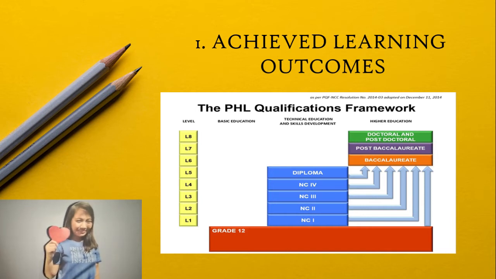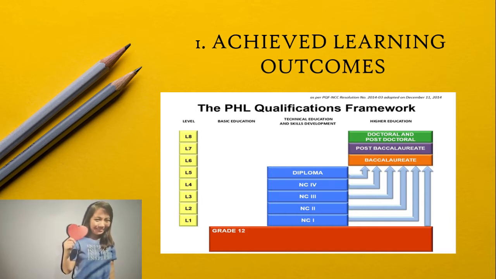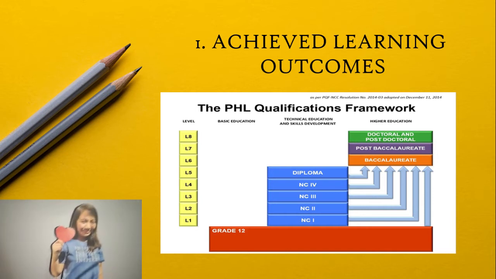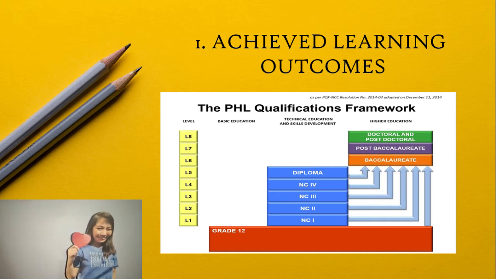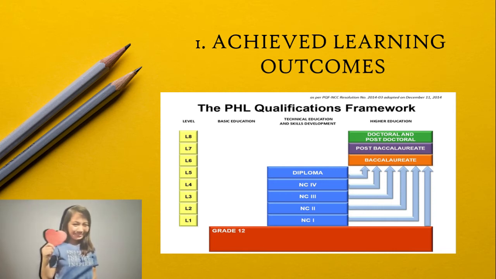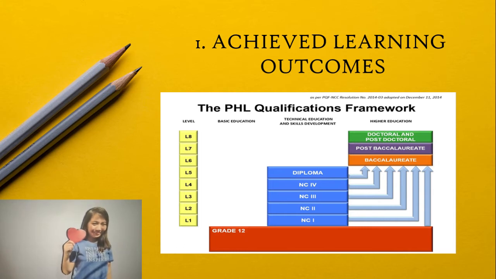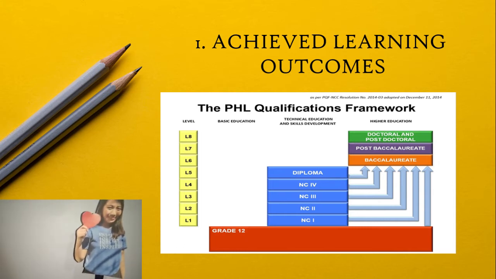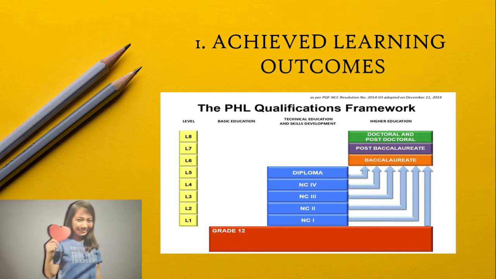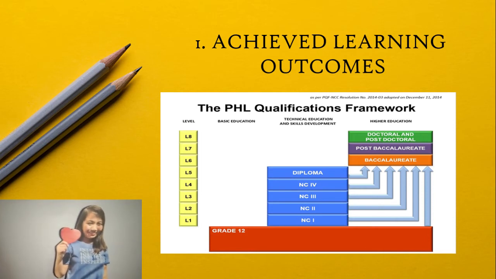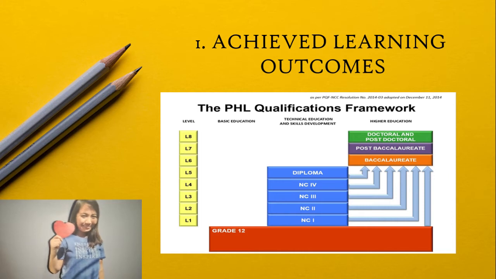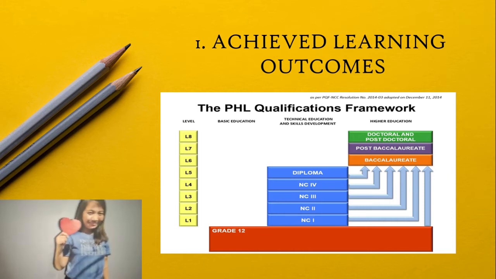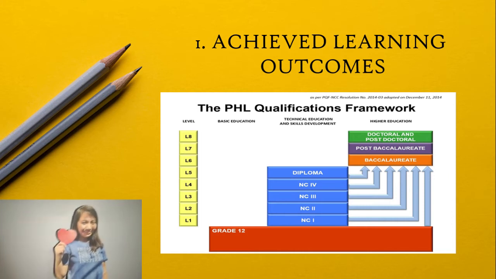The Philippine educational system is divided into 8 levels. In each level, the learners are expected to achieve specific standards and competencies of the learning outcomes. The 8 levels of complexity of learning outcomes are based on 3 domains which are knowledge, skills, and values, application, and responsibility degree of independence.